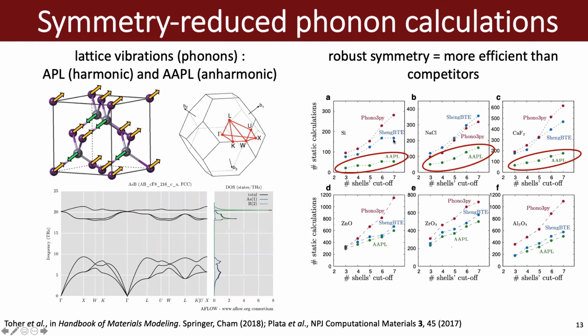Here's an example. If you're familiar with other packages in the community, there's Phono3py, ShengBTE, and ours is AAPL. This is the anharmonic phonon calculation. You can see that because of symmetry and robust implementation into the APL software, we actually get a reduction of the number of static calculations we have to perform compared to our competitors. And we have similar accuracy. This is just a particular use case where symmetry is important.